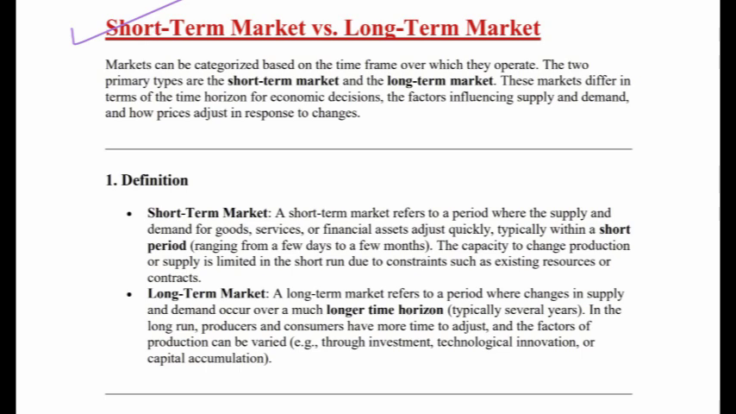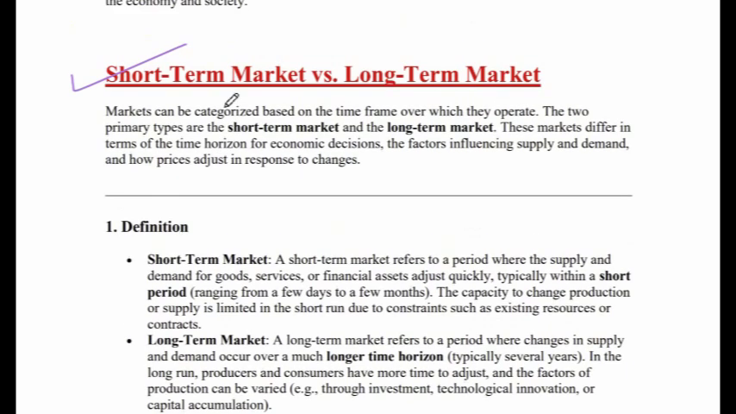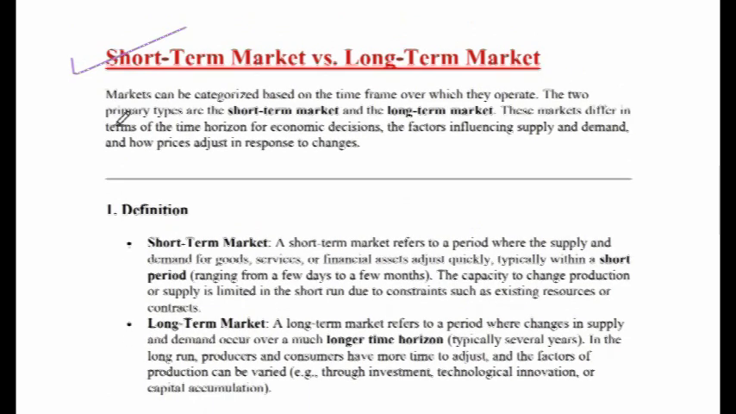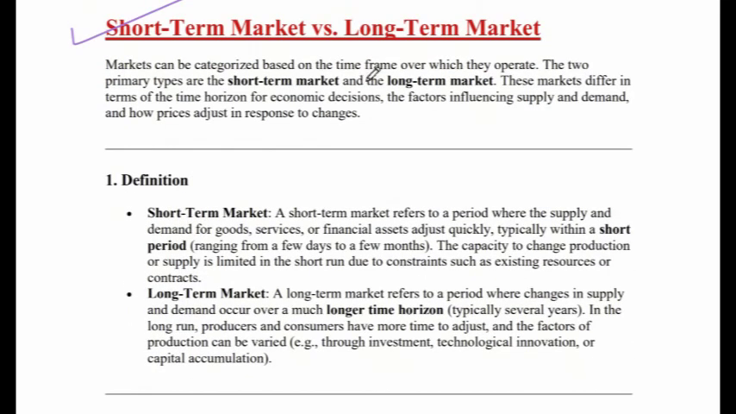So here in this question, we are going to learn about short-term market versus long-term market. Of course, by immediate inference, we can see short-term means it will be less than 1 year, and long-term market means more than 1 year. That is what it would mean at first look. So let's understand this. Markets can be categorized based on the time frame over which they operate. The two primary types are the short term market and the long term market. These markets differ in terms of their time horizon for economic decisions, the factors influencing supply and demand, and how prices adjust in response to changes.